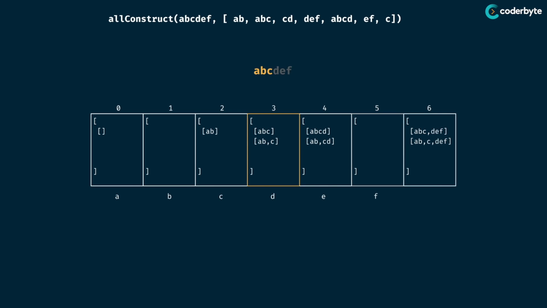At this point, I can iterate my current position. So now I'm at index 4 as my current, and I look at any words that start with an E. And there's actually just one over here, just this EF. And so I look 2 characters ahead, or 2 indices ahead from my current position.